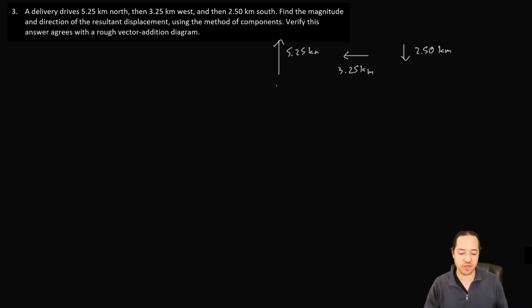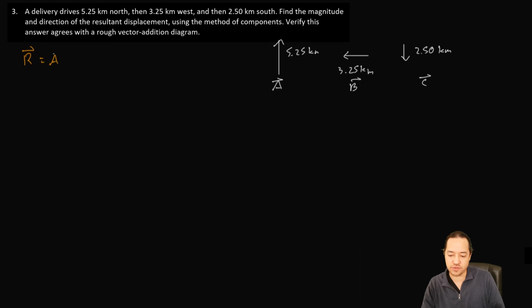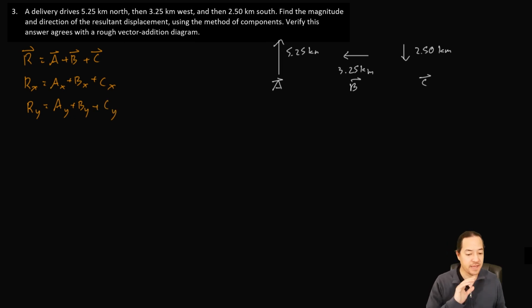Let's call this vector A, let's call this one B, and let's call this one C. So what we want to find is a resultant vector, which is equal to A plus B plus C. Okay, so we can say that R sub x is going to be equal to A sub x plus B sub x plus C sub x, and same thing for y. R sub y will be A sub y plus B sub y plus C sub y. But this problem is actually pretty easy because all of these vectors lie parallel to the axes.